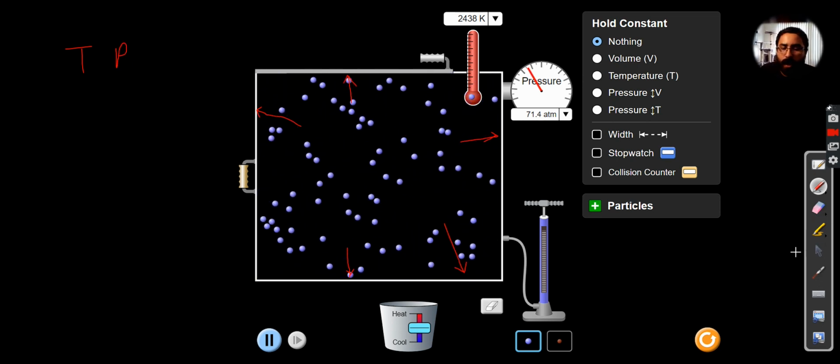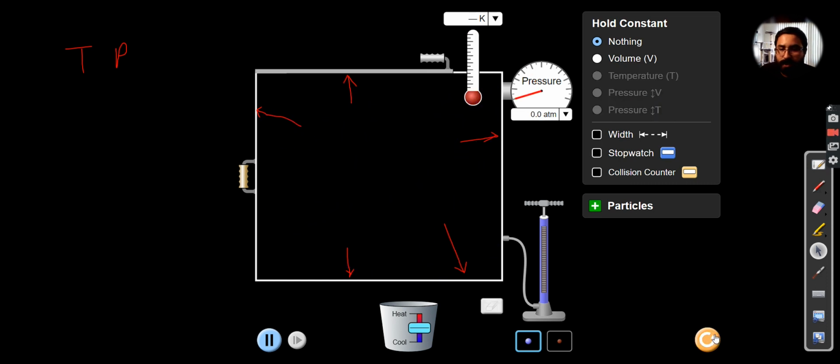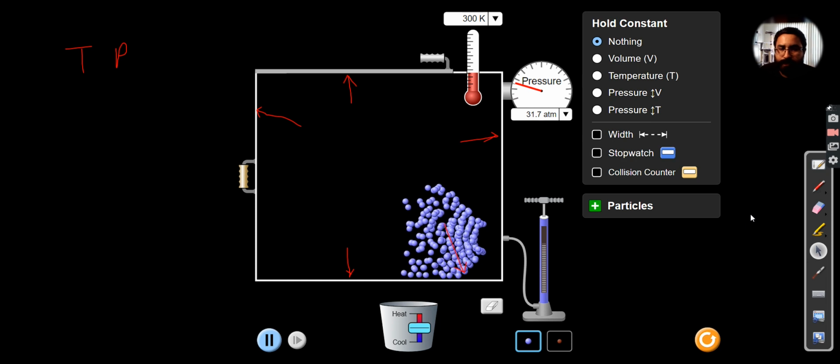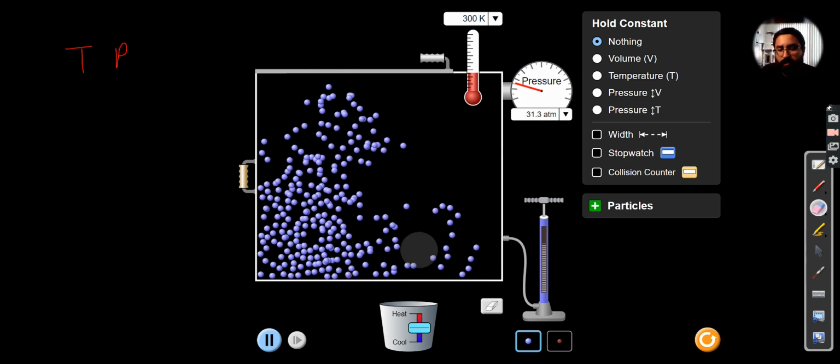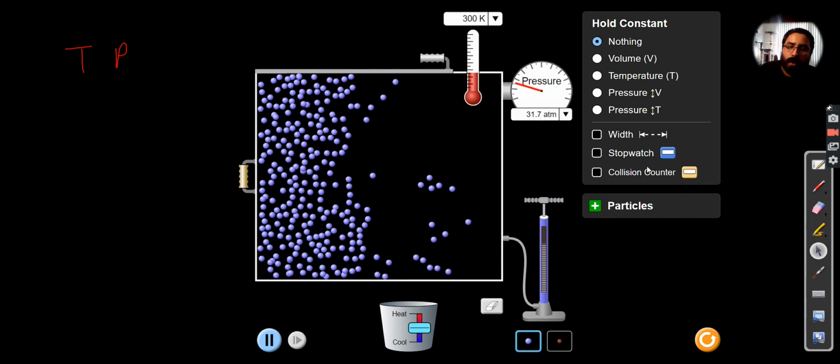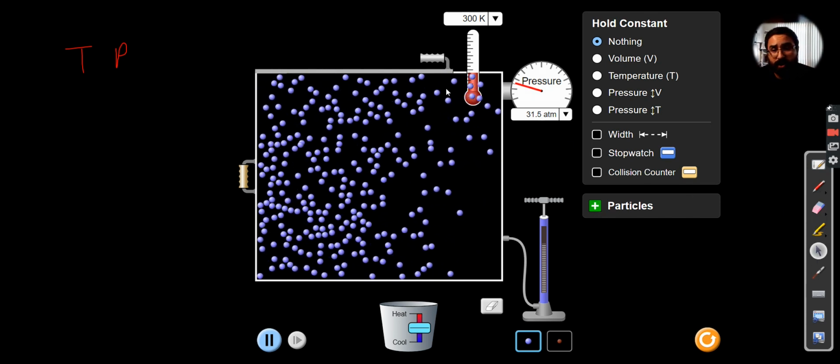All right, now maybe if we start over again because I got a little too crazy. All right, but go. Now, there's a relationship between temperature and pressure. But there's other relationships as well.